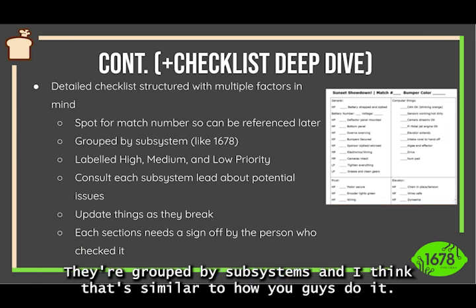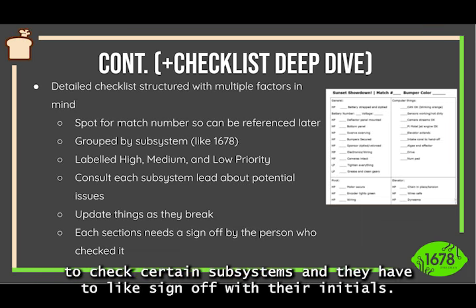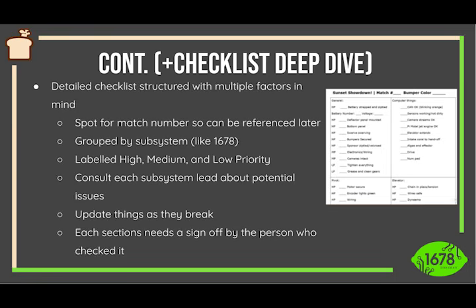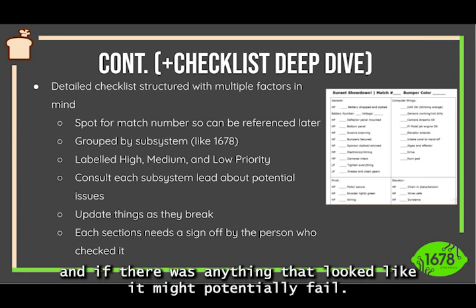They're grouped by subsystems, and I think that's similar to how you guys do it, right? Yes. We have certain people who are assigned to check certain subsystems, and they have to sign off with their initials. So if something goes wrong with that specific subsystem after the match, we talk to the person who was in charge of checking it and ask them what they saw and if there was anything that looked like it might potentially fail.